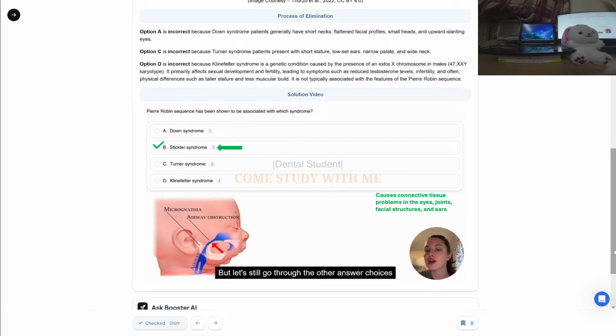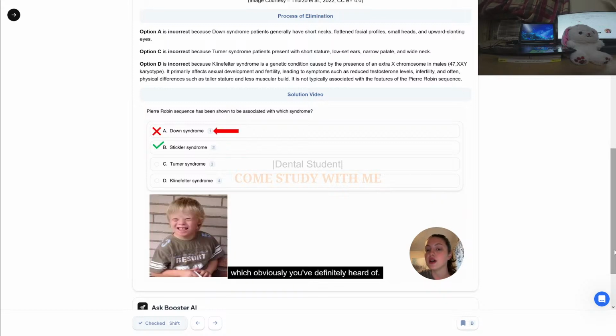But let's still go through the other answer choices and discuss what each syndrome is. And we'll start with Down syndrome, which obviously you've definitely heard of. In babies with this condition, they have inherited an additional chromosome at position 21 instead of just the pair that is typically seen, meaning that this is also known as trisomy 21.